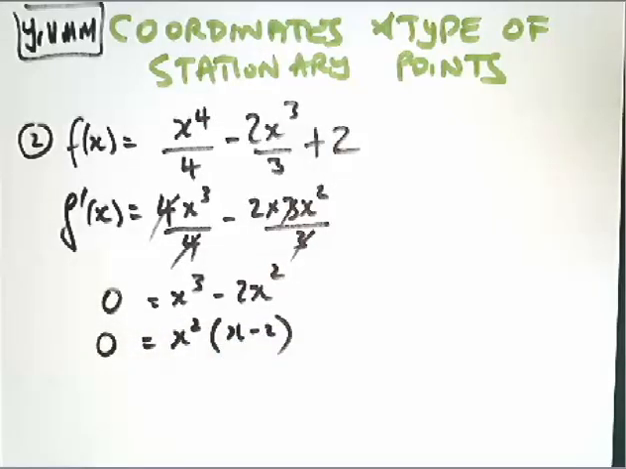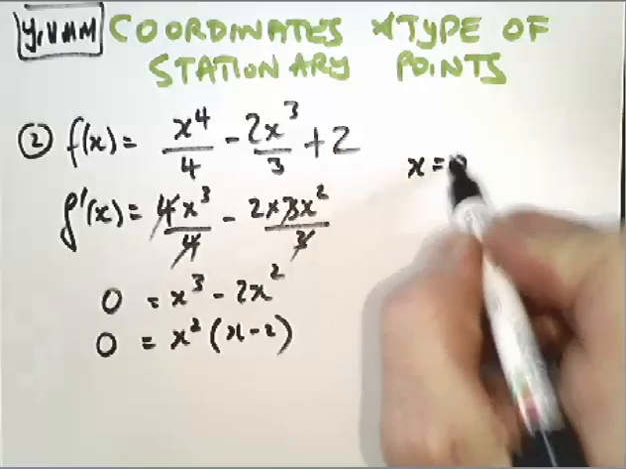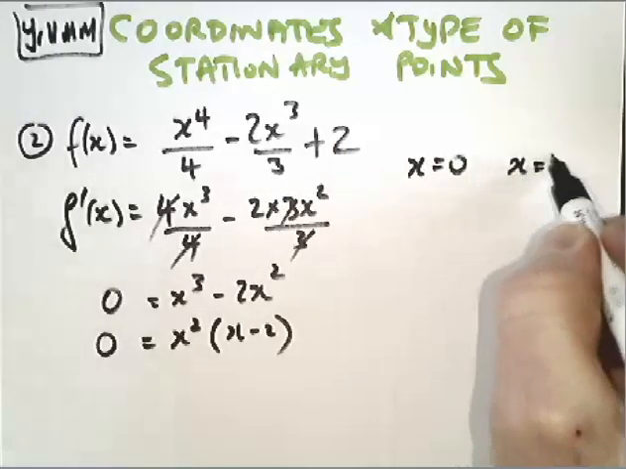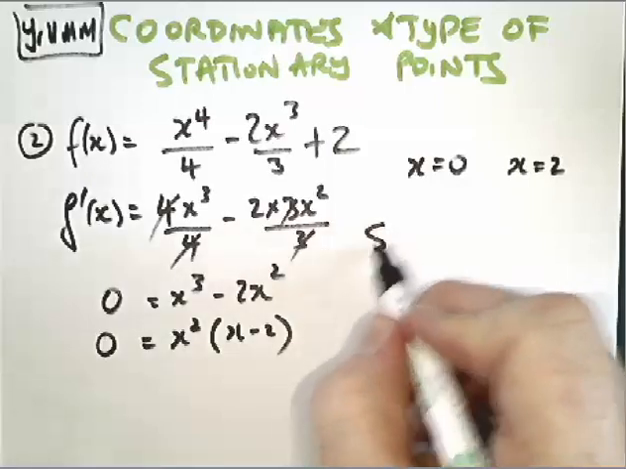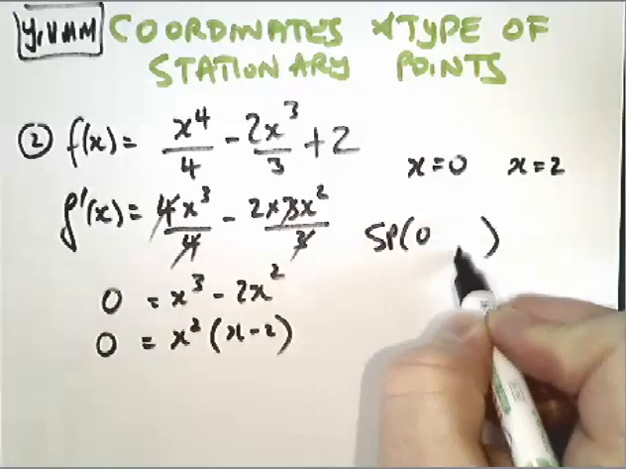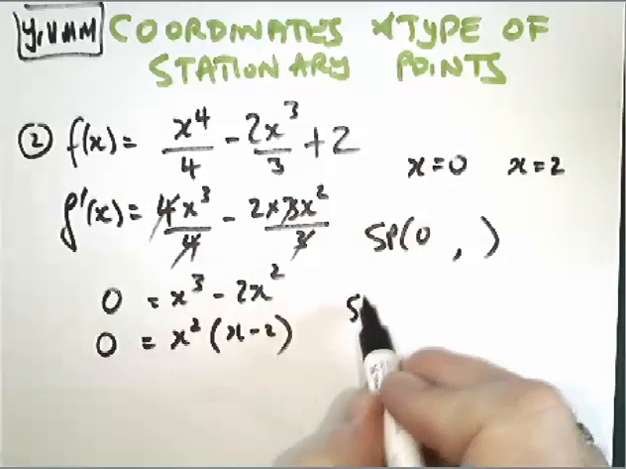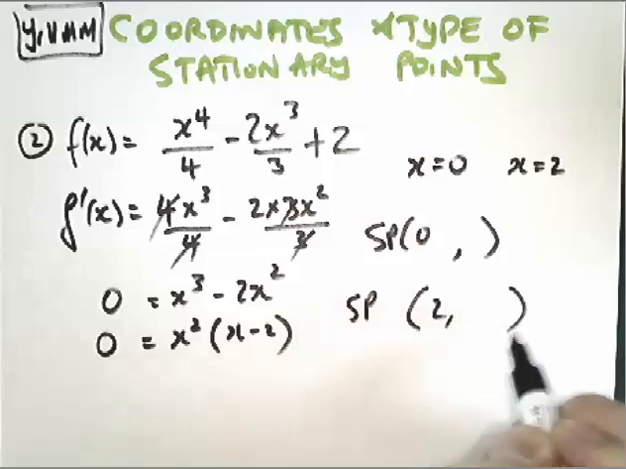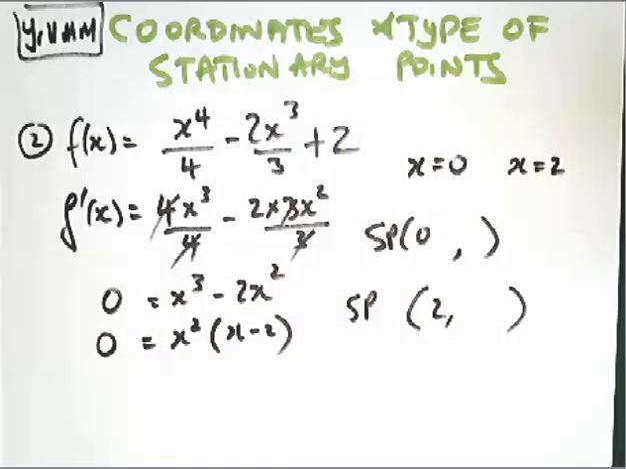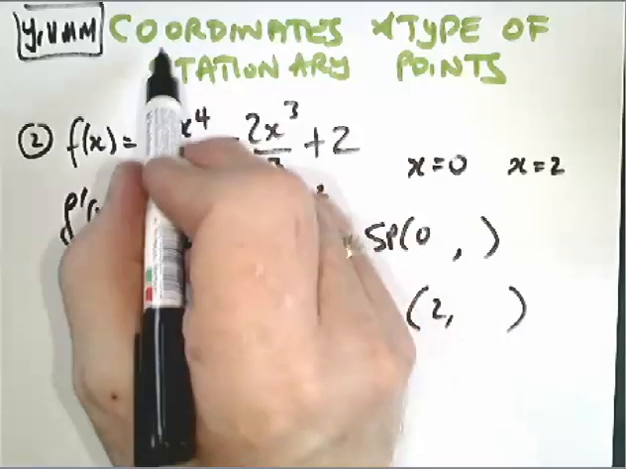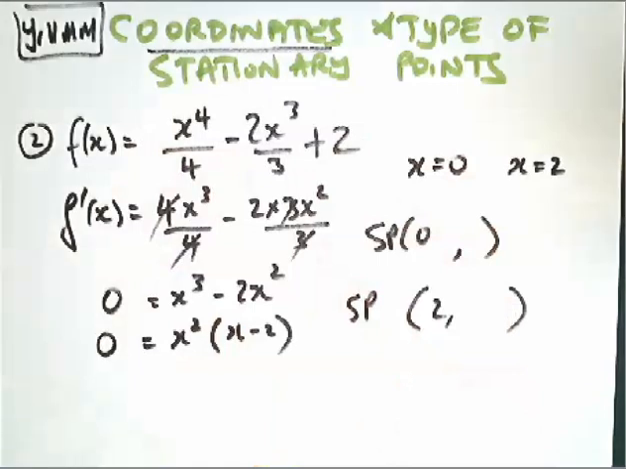Therefore, there are 2 times when the derivative is equal to 0. When x equals 0 or when x equals 2. So I've got a stationary point at 0 and some value of y, and I have a stationary point at 2 and some value of y. I'd like to find those values of y so that I can find the coordinate of the stationary points. F of 0 is going to equal 2.